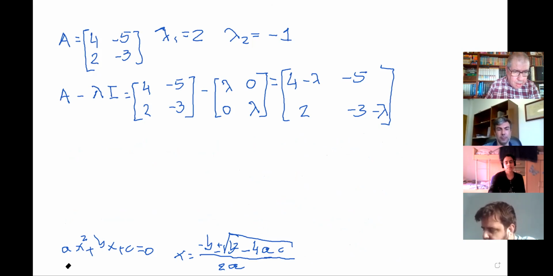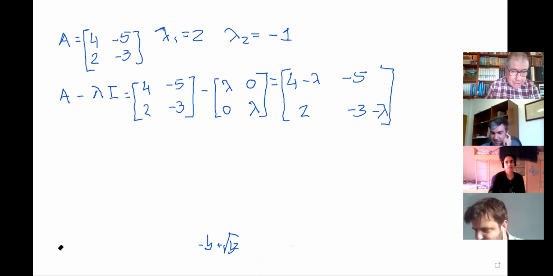Don't forget the formula, the solution formula for the second order algebraic equation. Your life might depend on that.